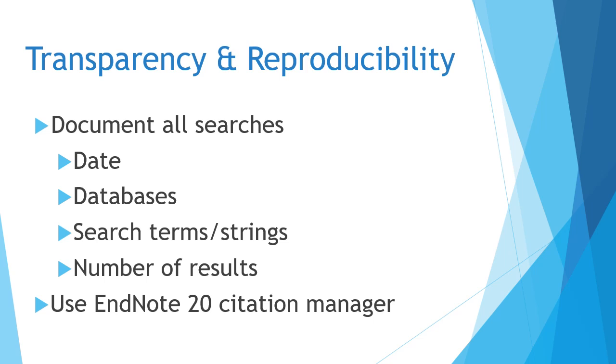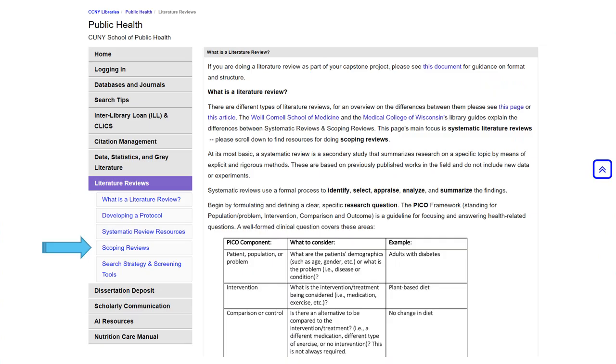In addition to this, you'll be using EndNote 20 to save, organize, and share your citations. We'll talk more about EndNote 20 later on in the tutorial. You'll find information and resources for conducting scoping reviews on the Literature Review page of the library's resource guide.